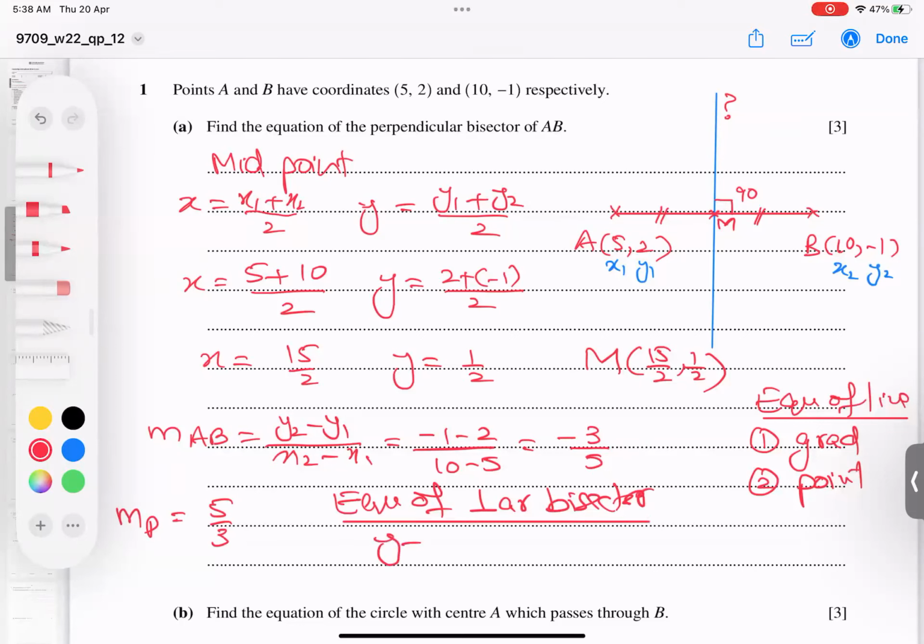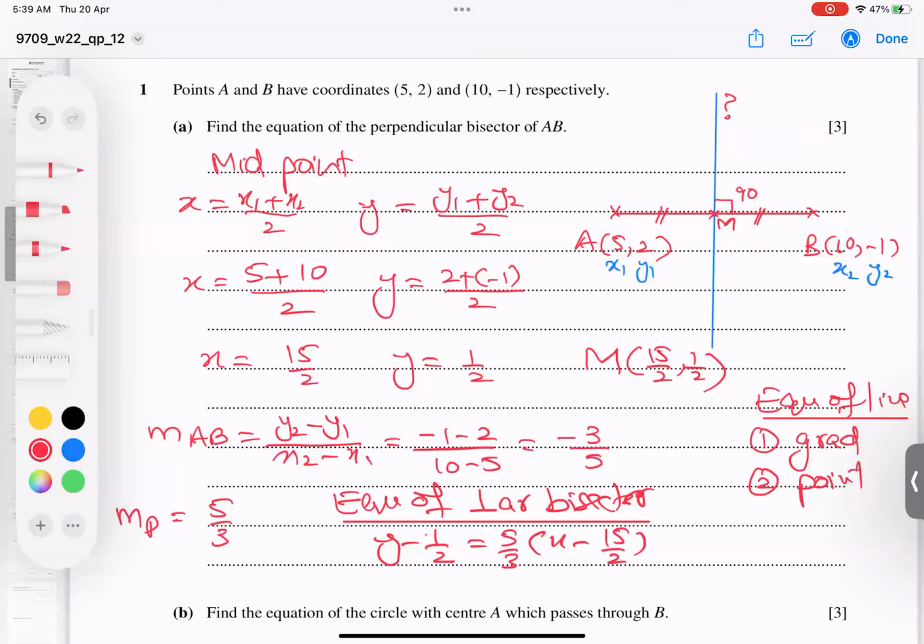The formula is y minus y1 equals m times (x minus x1). In the place of y1 and x1, I will use the midpoint, and in the place of m, I'll use the gradient. So let's start. I am erasing y1, x1 and m. In the place of y1, I'm keeping a half, and x1 is 15 divided by 2, and the gradient is 5 over 3.